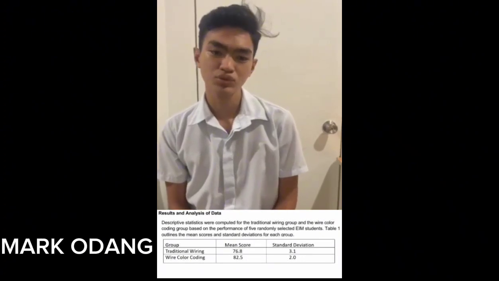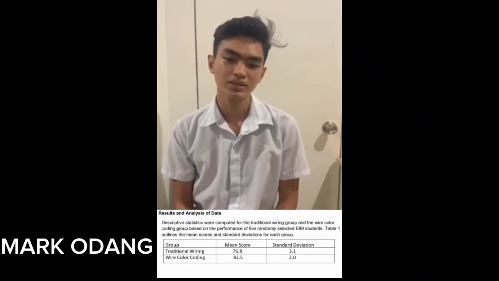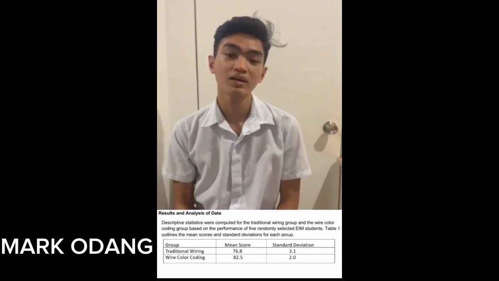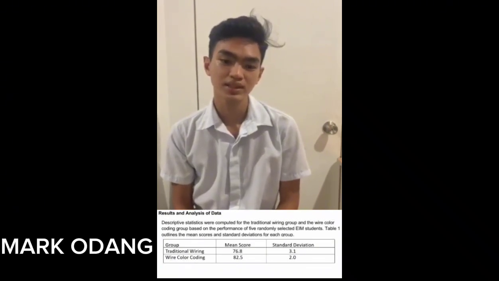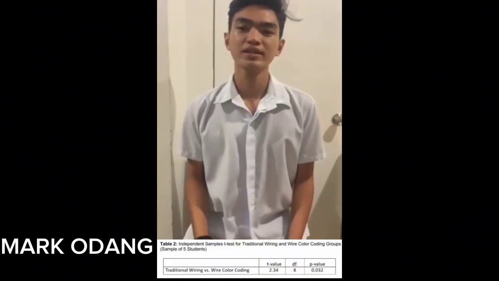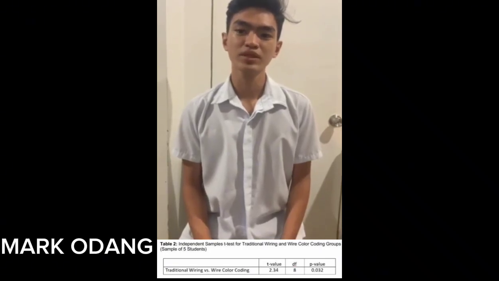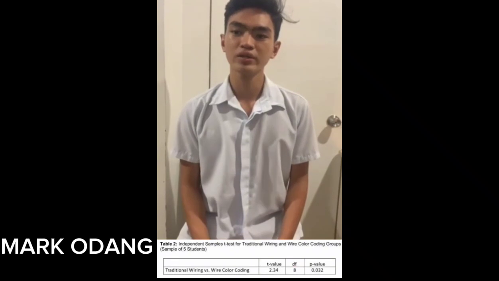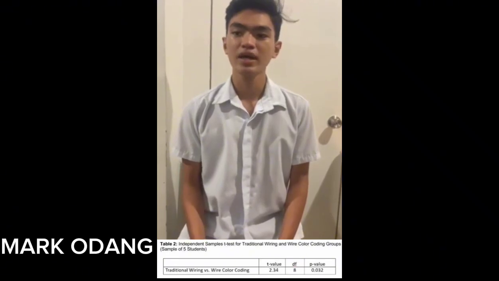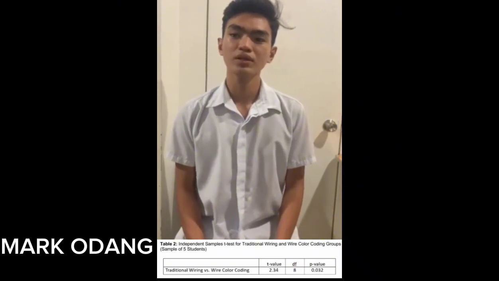Table 1. Descriptive statistics for traditional wiring and wire color coding groups, sample of 2 students. Inferential statistics. An independent samples t-test was conducted to investigate the potential difference in the skills of EIM students between the 2 wiring methods. The results are summarized in Table 2. Interpretation. The t-test demonstrated a statistically significant difference in the skill of EIM students between the traditional wiring and the wire color coding groups. This suggests that even in this small sample, there is evidence supporting the idea that the wire color coding group outperformed the traditional wiring group.